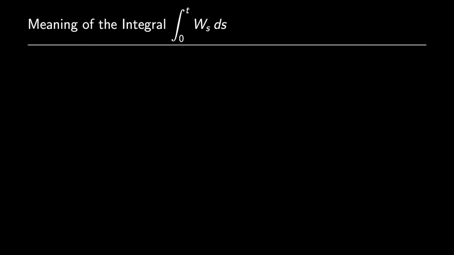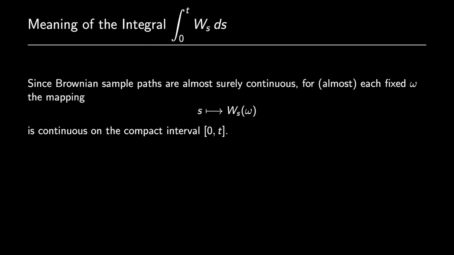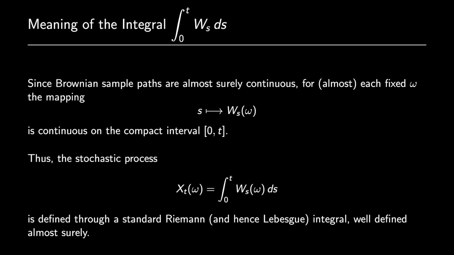Let us explain the meaning of the integral from 0 to t of W(s) ds. Since Brownian sample paths are almost surely continuous, for almost every fixed outcome omega, the mapping that sends s to W(s, omega) is continuous on the compact interval from 0 to t. Thus, the stochastic process X_t(omega), defined as the integral from 0 to t of W_s(omega) ds, is simply a standard Riemann integral, and hence also a Lebesgue integral.